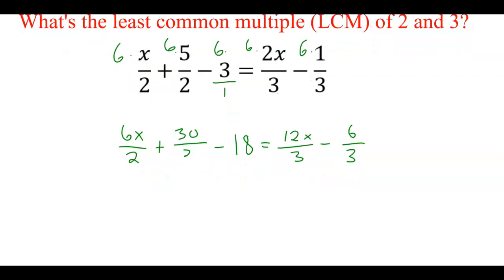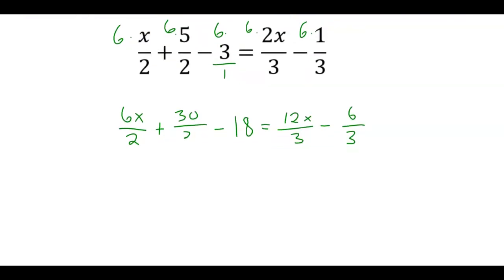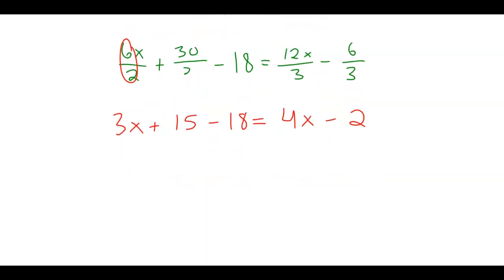So next, you can simplify these fractions. Because the numerators have been multiplied by something that divides by 2 and 3, all of these will cancel out. So for example, 6x divided by 2 is 3x. Plus 30 divided by 2 is 15. This was minus 18 equals 12x divided by 3. Well, 12 divided by 3 is 4. So 4x minus 2. And just like that, we have eliminated the fractions.